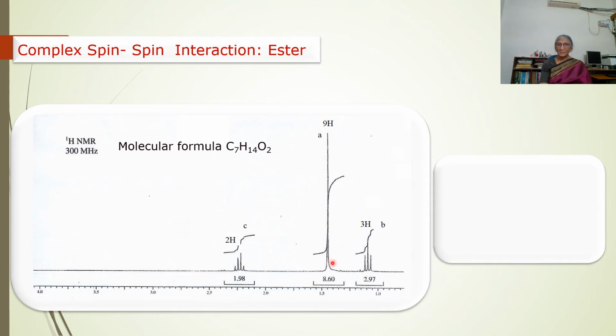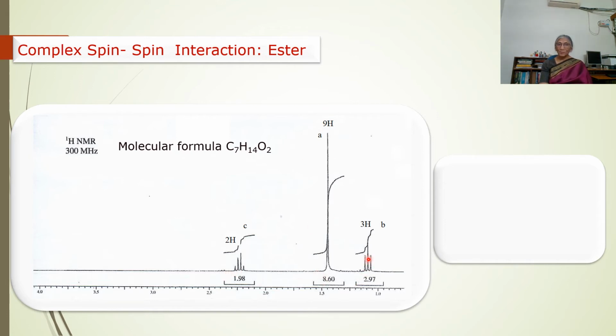Signal A, it is a singlet, and it is given by 9 equivalent protons. It means there are 3 methyl groups present, and close to these 3 methyl groups no proton is present. Therefore it is a singlet, that is, it is a tertiary butyl group.